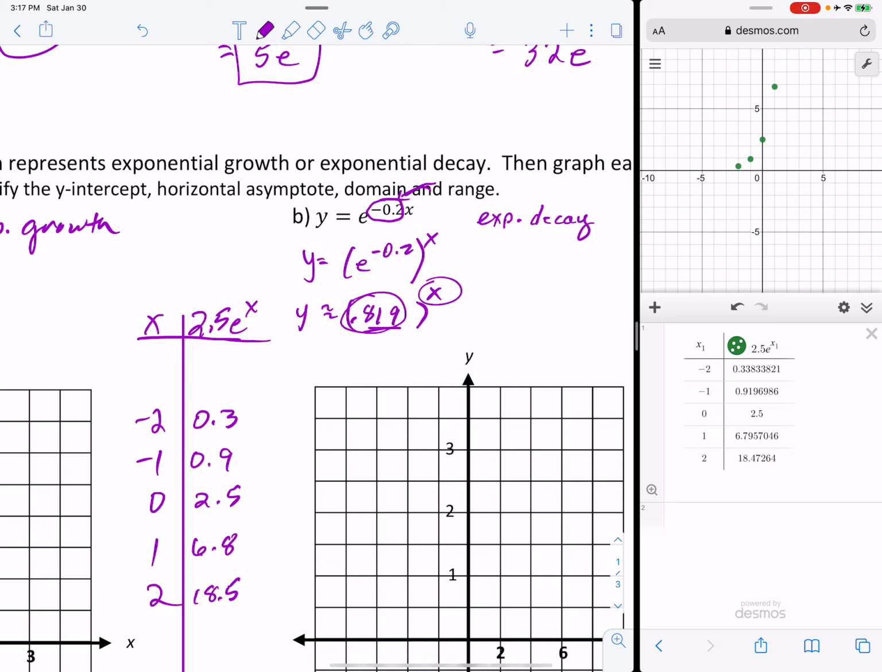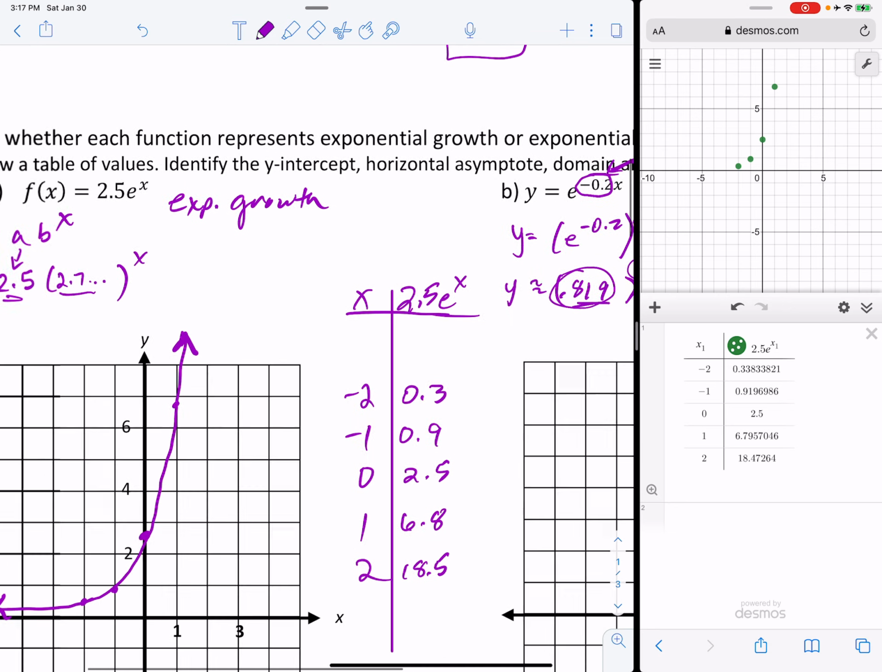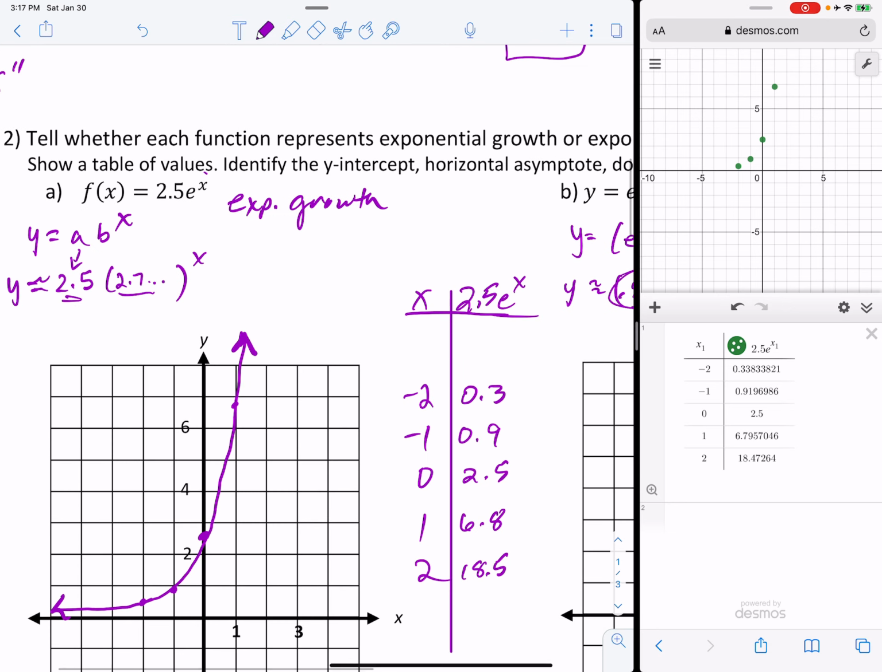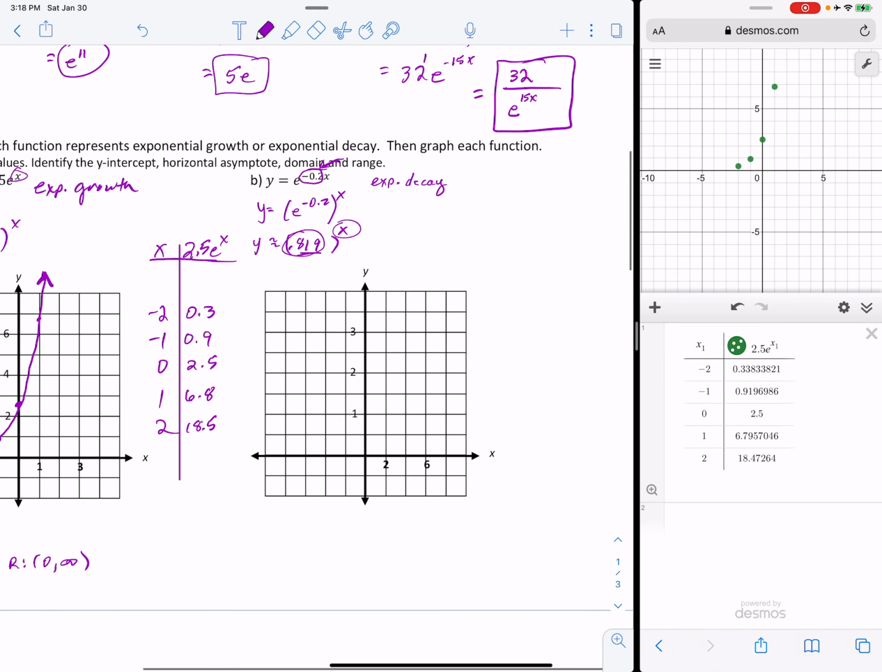But that's going to happen when the coefficient of x is negative. In the first one, the coefficient of x was positive, so it's going to be exponential growth because you have 2.7 to the first. But if it's negative, it's going to end up being decay. All right, so with that, I'm going to do a table of values.